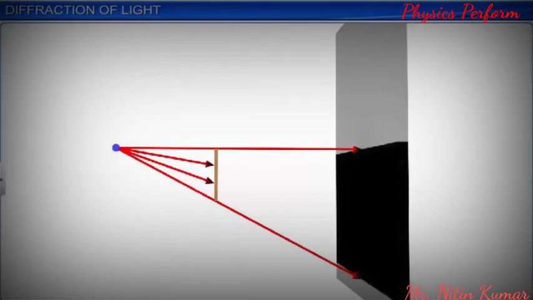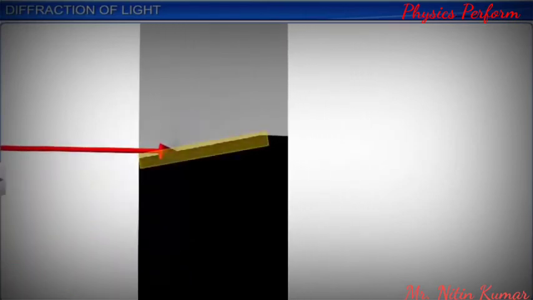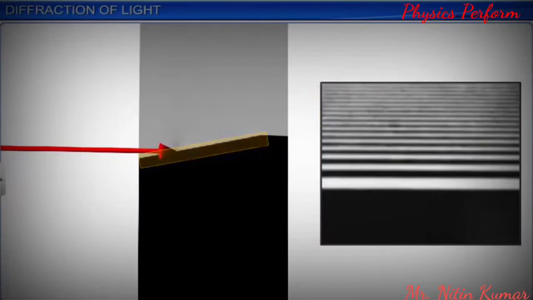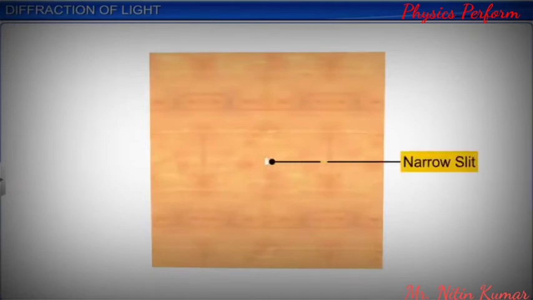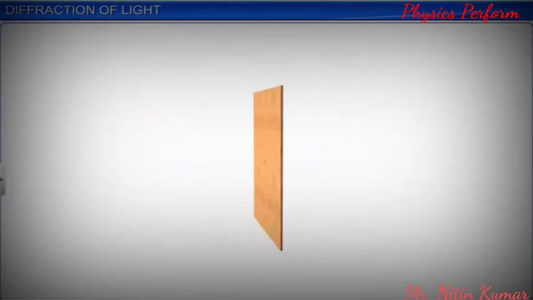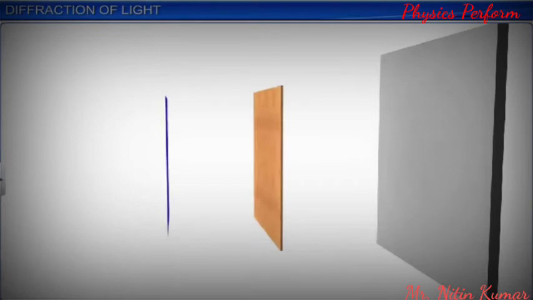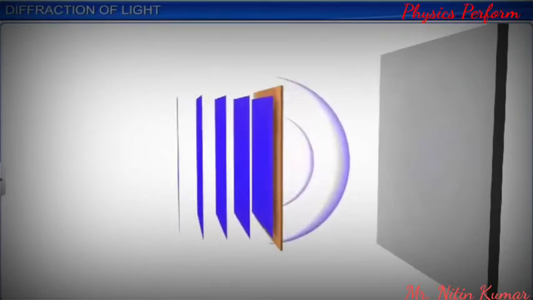But if we look at the shadow closely, we observe that no sharp boundary exists between the shadowed and the illuminated regions. The illuminated region above the shadow of the object contains alternate bright and dark fringes because of diffraction of light, and the pattern is called a diffraction pattern. Let us now study diffraction of light at a narrow slit. Place a monochromatic light source on one side and a screen on the other side of a narrow slit. When the slit is illuminated by monochromatic light, a diffraction pattern is formed on the screen.